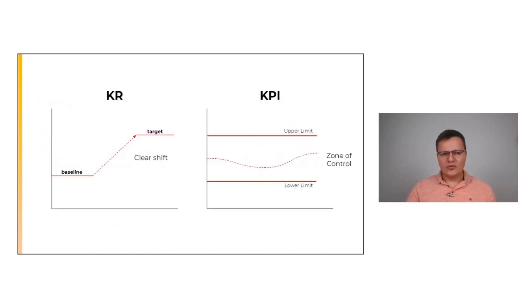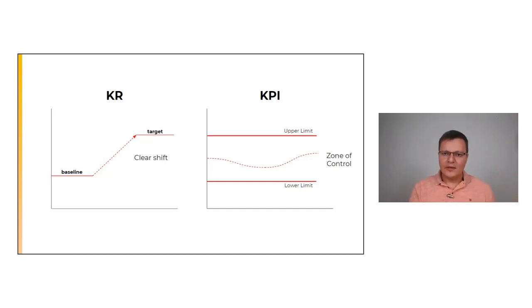So in order to understand better the difference between KR and KPI, we have these two different graphs. Here in the KR, we have a baseline and we have a target. So KRs pursue a clear shift in the baseline, and you are pursuing a new position, a new target. So when we are talking about key results, we actually define a different position that I want to be, okay?